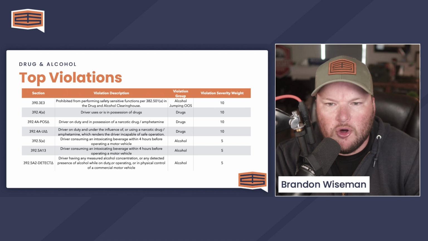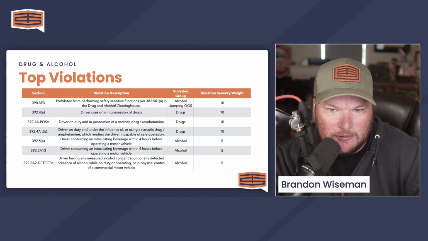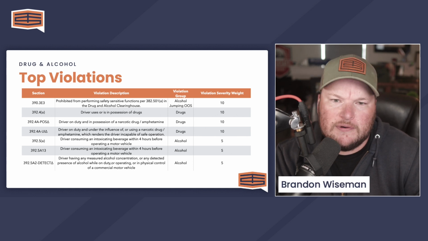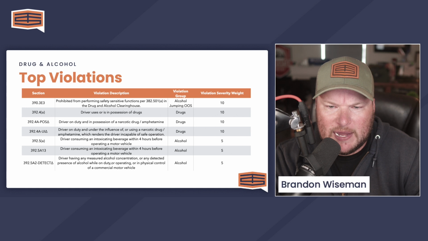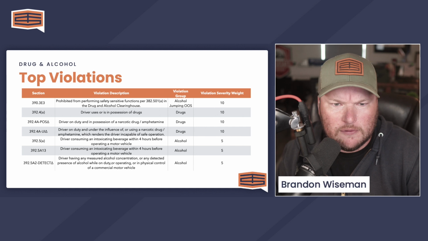The list is not long. If we were to pull this list up for the maintenance violations, for example, it would be hundreds, I think it's hundreds of separate violation types that could impact your score. Here with drug and alcohol testing, there are only a dozen or fewer. This isn't all of them, but it's close to all of them.